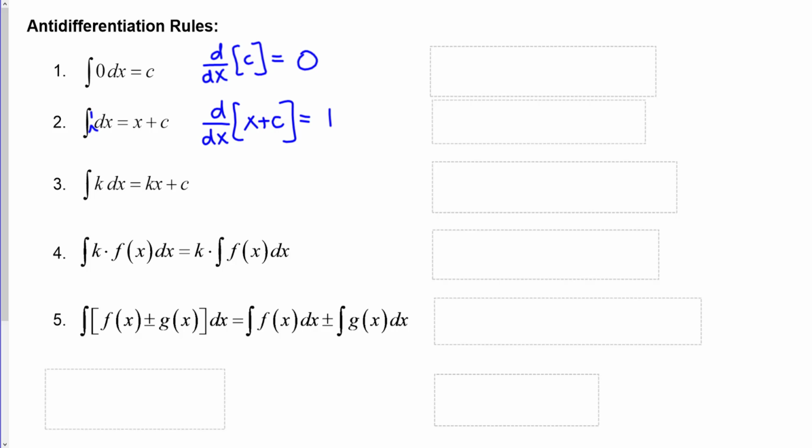Similarly, if you have the sum or difference of a bunch of different terms inside a polynomial, for instance, and you wanted to find the antiderivative of each one of those terms, that's perfectly fine. You can do polynomial terms added separately.